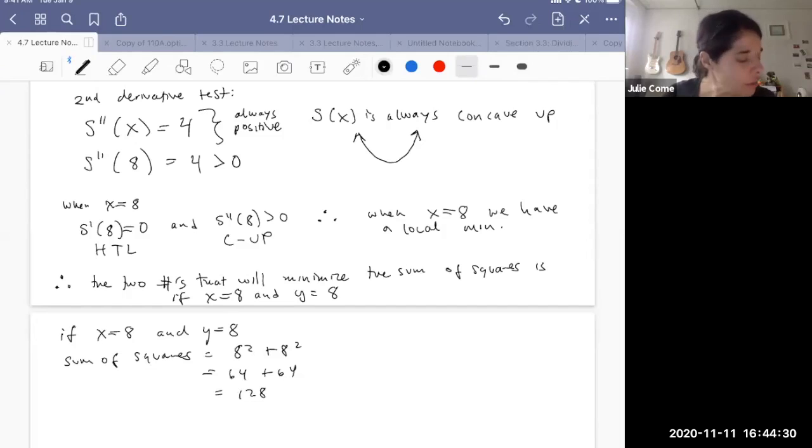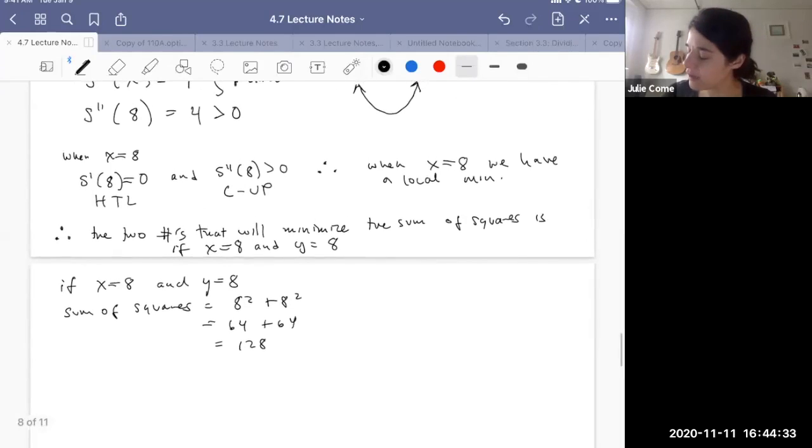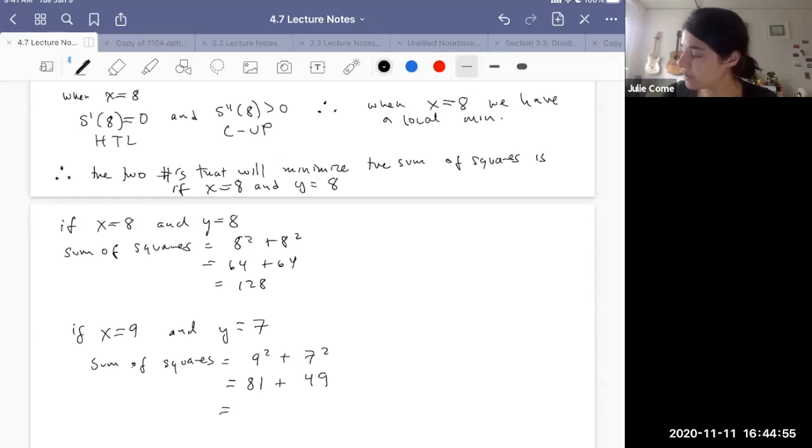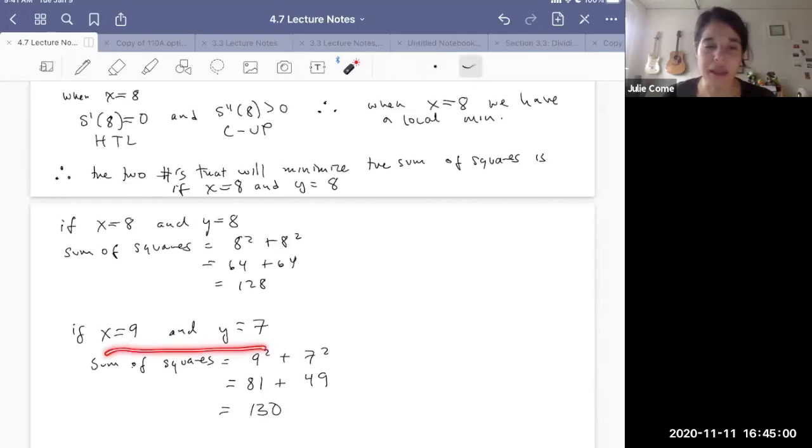And notice if you altered things a little bit, for example, if you let x be 9 and then y would therefore be 7 so that they add up to 16, then the sum of their squares would be 9 squared plus 7 squared. And if I do that, I would get 81 plus 49. And adding those together would actually give me 130. So I can see that even just in this one little example, if I stray from using 8 and 8, it looks like the sum of the squares does in fact get bigger, right?